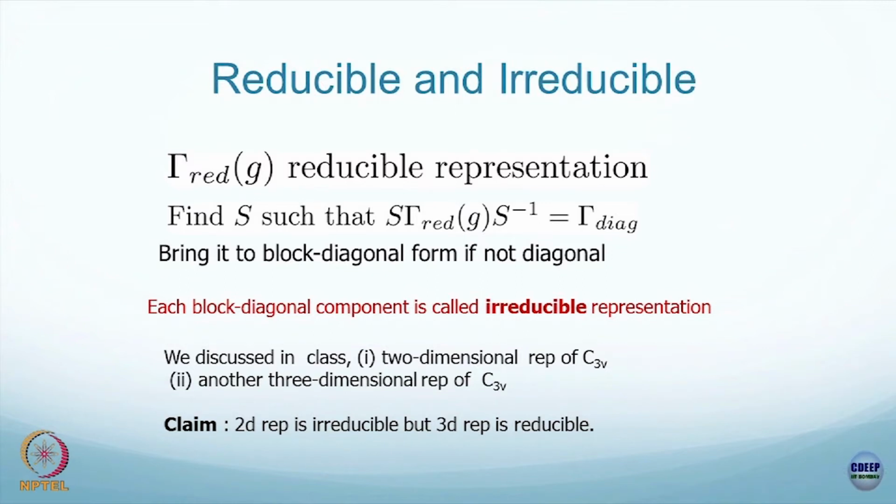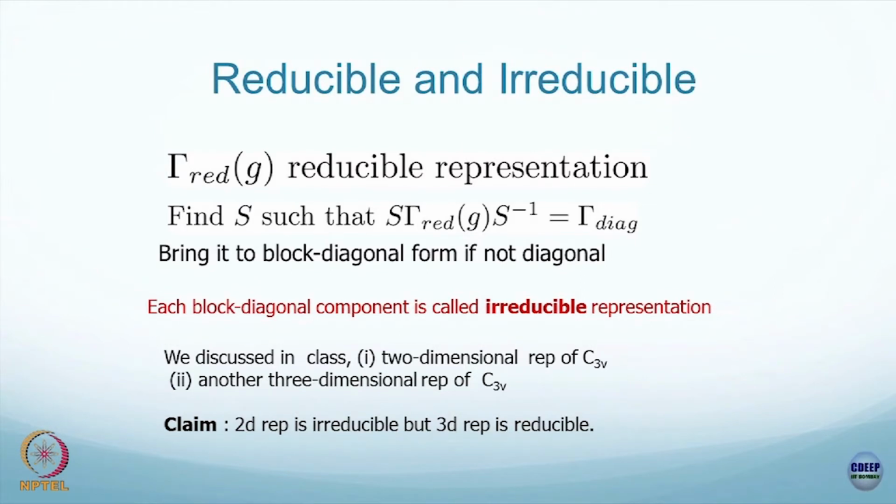So, we have discussed a 2-dimensional representation for C3V and another 3-dimensional representation for C3V. By that I mean this is another representation for the same group C3V, because 1, 2, 3 can be taken to be the C3 element by isomorphism. C3V is isomorphic to the symmetric group. So, this is another representation. This one is reducible, whereas this one is irreducible.